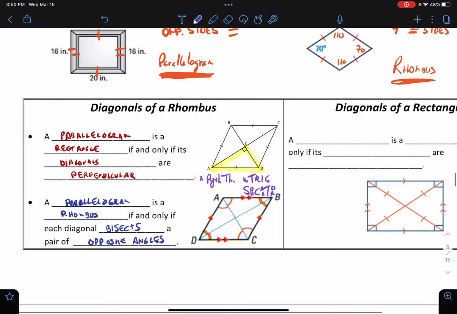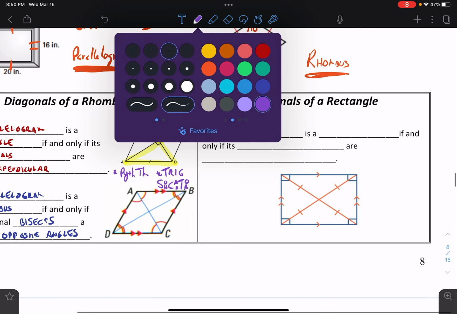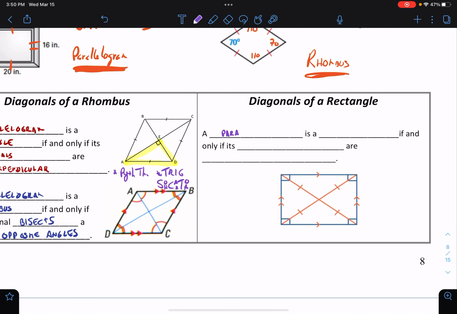Now, for a rectangle, a parallelogram is a rectangle if and only if its diagonals are congruent. Okay, so its diagonals are congruent there. We haven't seen that before, right? Remember, a parallelogram was shifted, so there was always a longer diagonal. But with a rectangle, your diagonals are going to be congruent to each other.